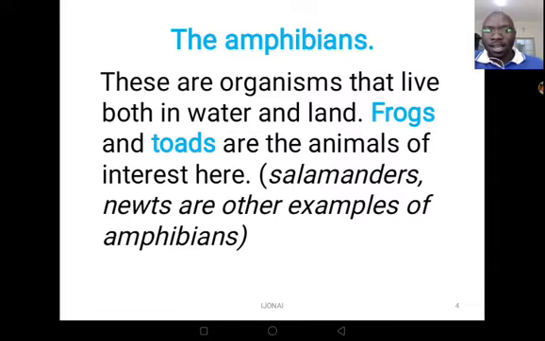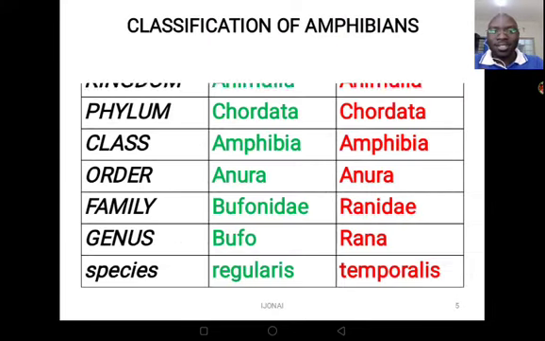These are organisms that live both in water and on land. The frogs and toads are examples of amphibians. Others include the salamanders, the newts, and other amphibians as well. But for the purposes of this curriculum, we shall be focusing our attention majorly on the frogs and the toads.